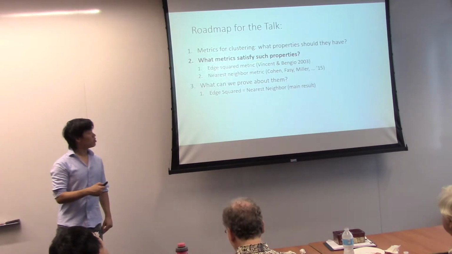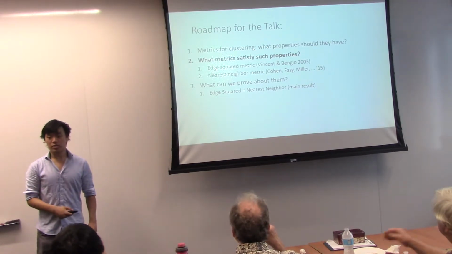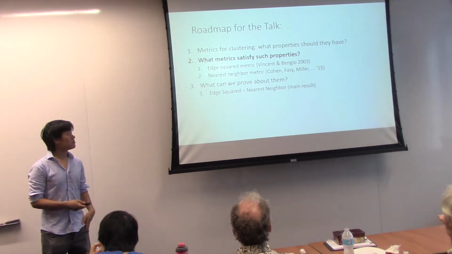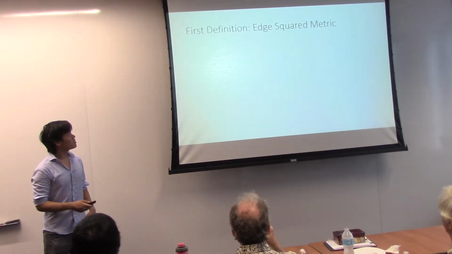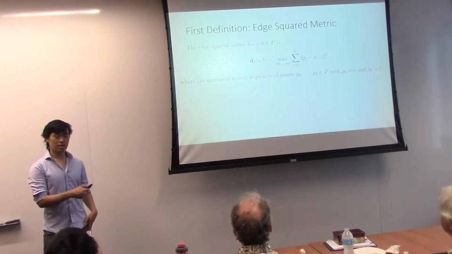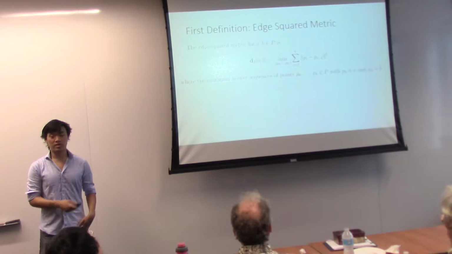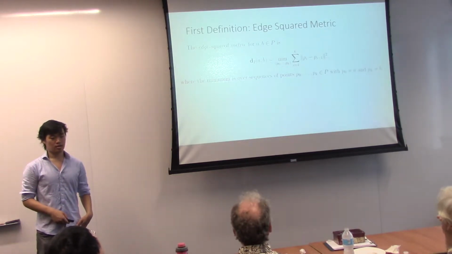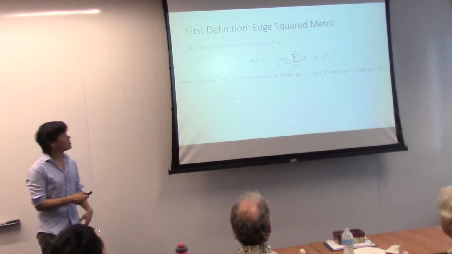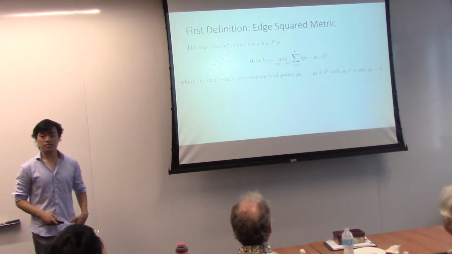Now we're going to talk about what metrics actually have these properties. The property that 2 points are considered close together if they're in the same cluster, even if their Euclidean distance is far. The first thing we'll talk about is the edge squared metric. So I've laid down a very formal definition here in LaTeX. I'll give people just a few minutes to read over this, because LaTeX formulas can take a little bit of time to decipher.